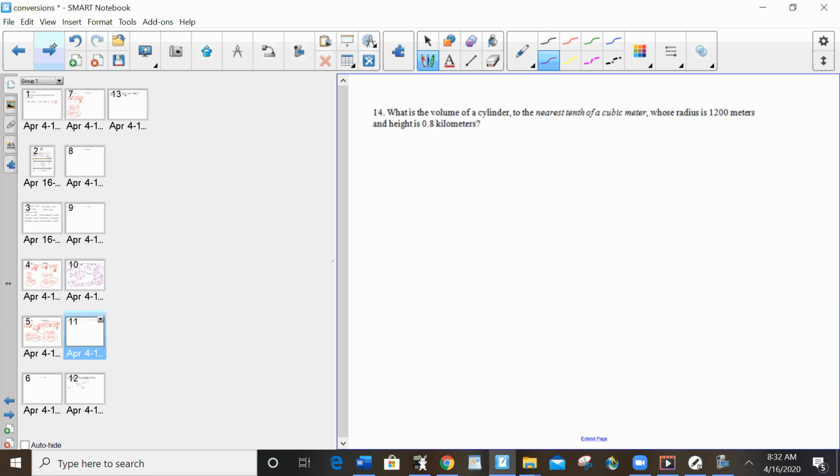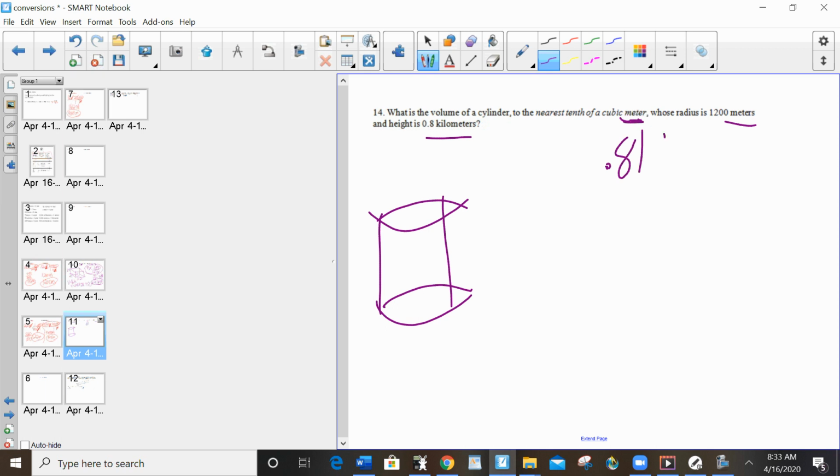What is the volume of a cylinder, to the nearest tenth of a cubic meter, whose radius is 1,200 meters and height is 0.8 kilometers? Well, it wants cubic meters, so everything must be meters. 1,200 is meters, so that one's good. 0.8 is kilometers, that is not good. So I'm going to have to convert that 0.8 kilometers to meters because I need everything to be meters.